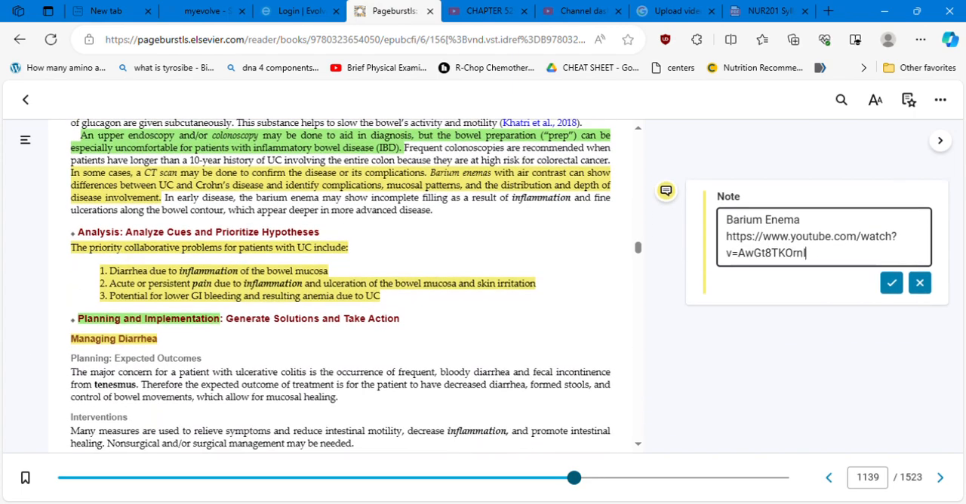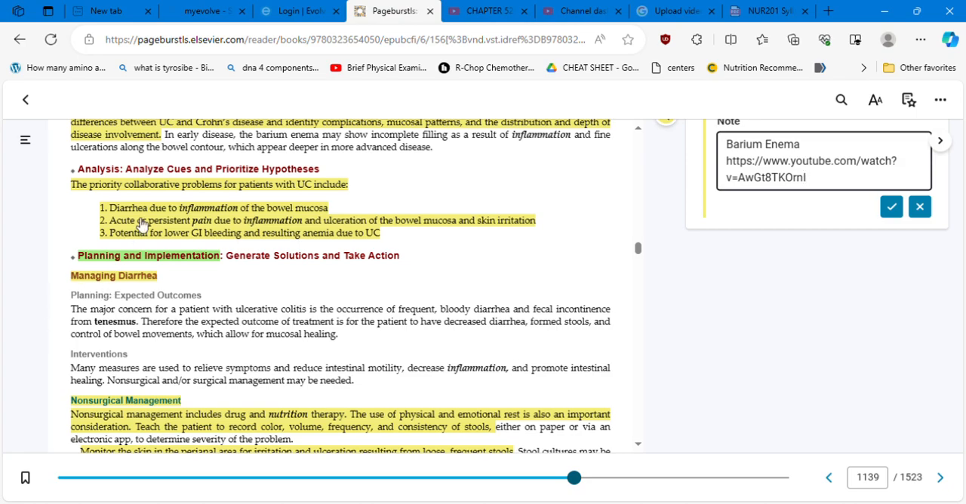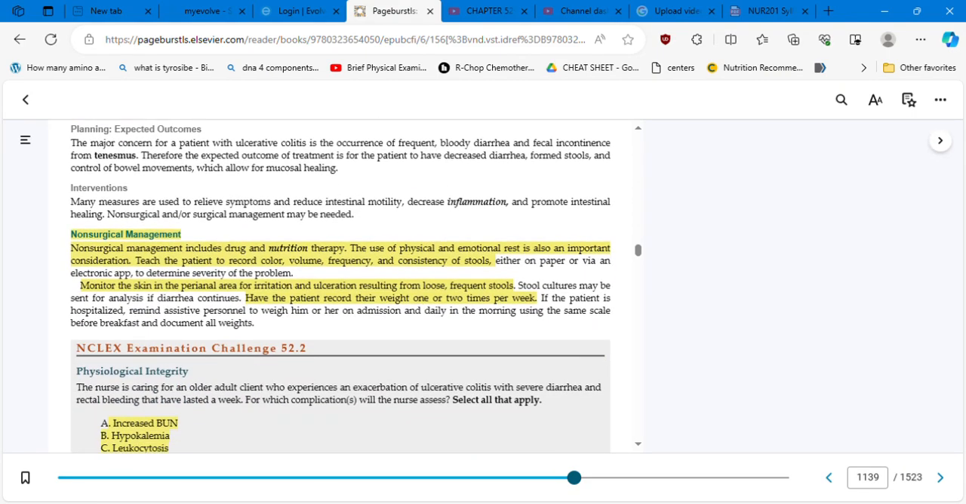So, the priority collaborative problems for patients with UC include diarrhea due to inflammation of the bowel mucosa, acute or persistent pain due to the inflammation and ulceration of the bowel mucosa, and potential for lower GI bleeding and resulting anemia due to UC. Managing diarrhea with non-surgical management includes drug and nutrition therapy. The use of physical and emotional rest is also an important consideration.